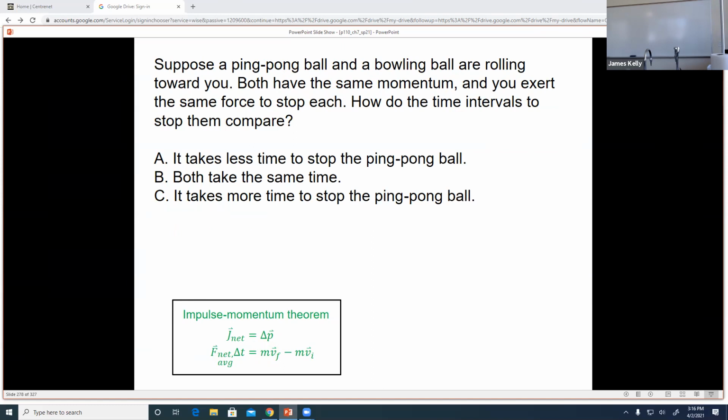Suppose a ping pong ball and a bowling ball are rolling toward you. Both have the same momentum. I wonder what that looks like. And you exert the same force to stop each. How do the time intervals to stop them compare? So a bowling ball and a ping pong ball have the same momentum, and we push on them with the same force until they stop. How does the time interval compare?